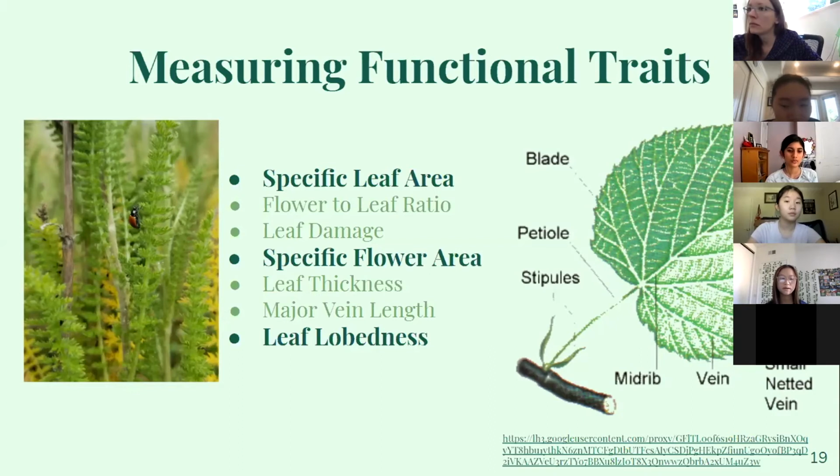Specific leaf area is important because it relates to photosynthesis and leaf lifespan. Specific flower area is important because it relates to pollination and seed production. And finally, leaf lobedness is important because it relates to the leaf energy balance and how it can help regulate leaf temperature.